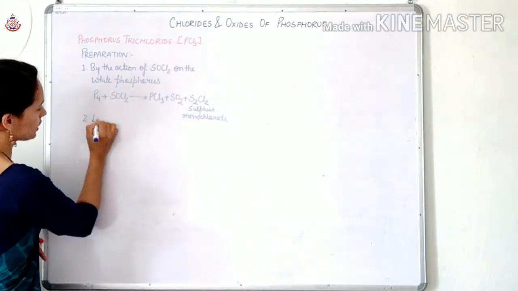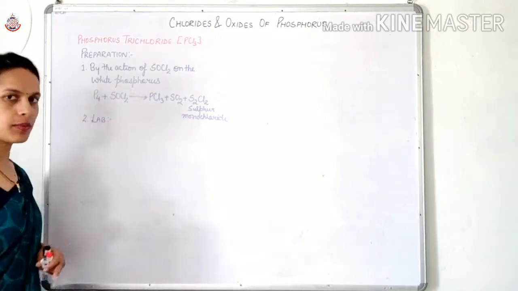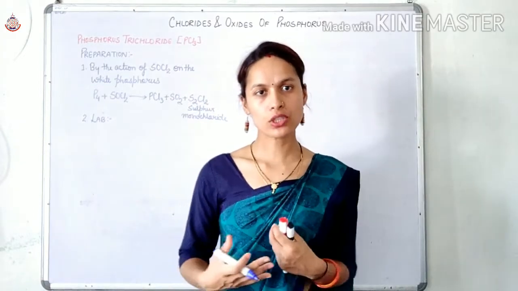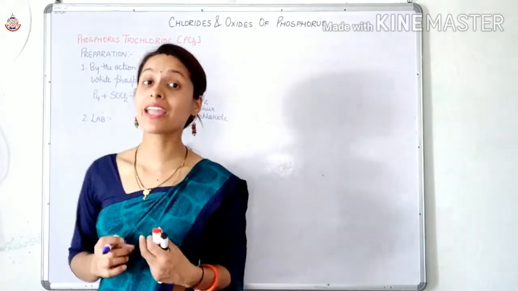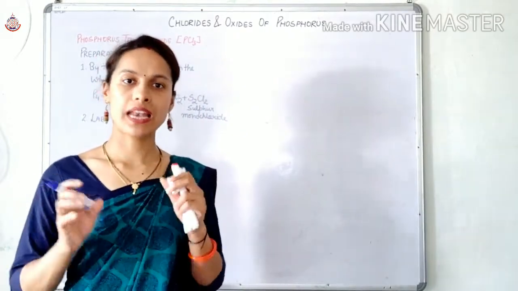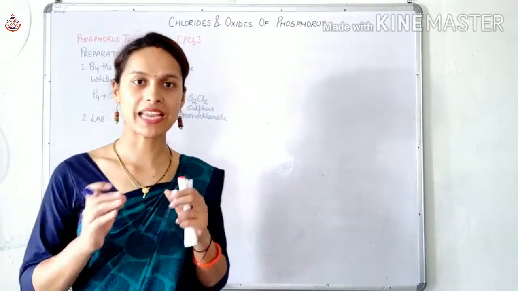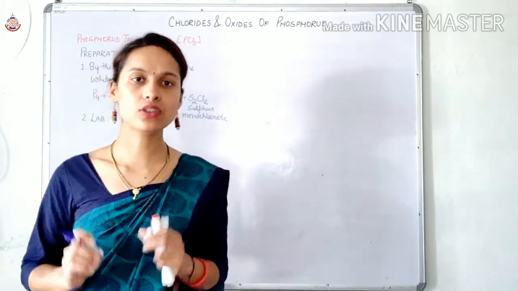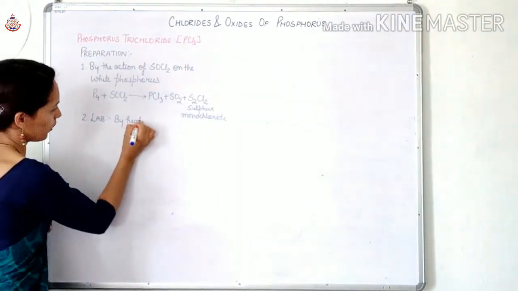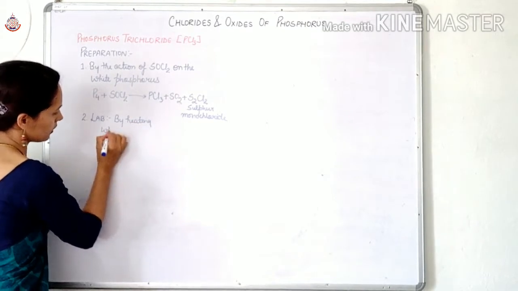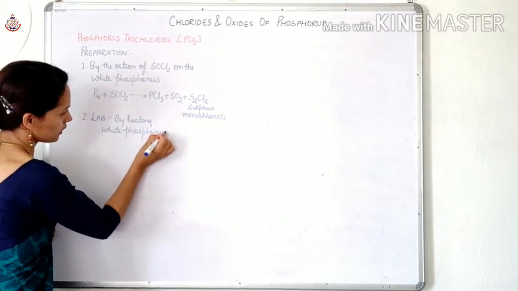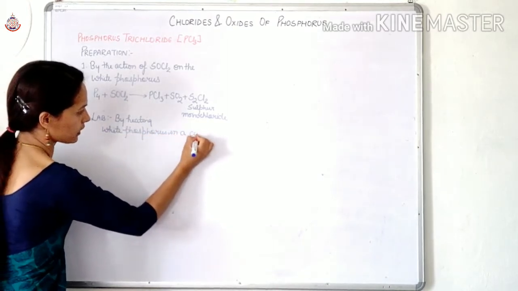Next we will talk about the laboratory method. In the laboratory we can prepare PCl3 by heating white phosphorus in a current of dry chlorine. There should be perfect dryness, no moisture. So in the lab we can prepare PCl3 by heating white phosphorus in a current of dry chlorine.